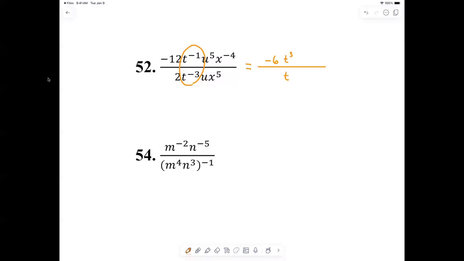You agree? And then I have u to the fifth and u to the first, so that would just be u to the fourth. And then x to the negative 4 has to go to the bottom. So it's x to the fifth and x to the fourth. That's my recommendation. All right. Then from there, I can simplify. So now I have negative 6t squared u to the fourth over x to the ninth. You agree with that?